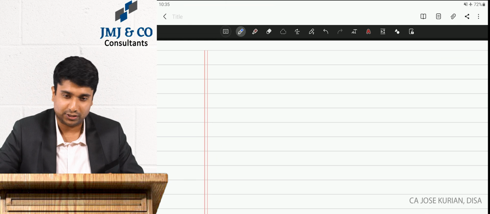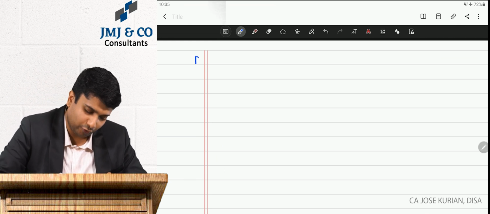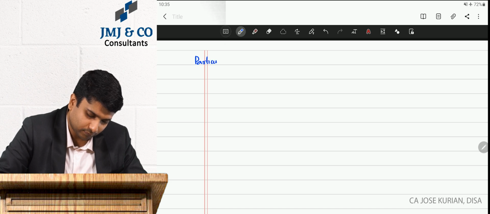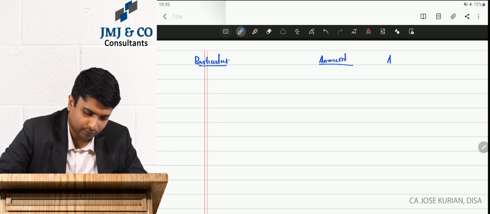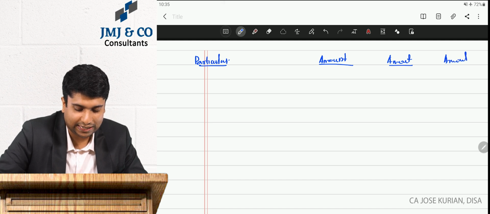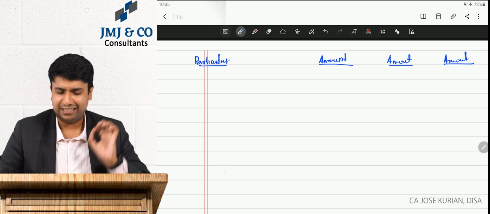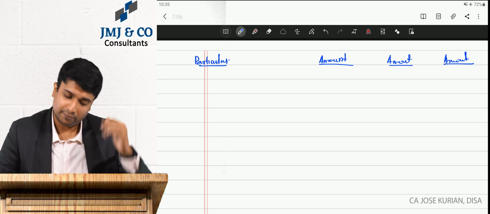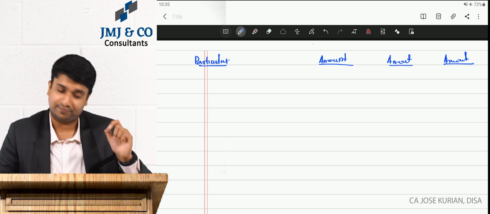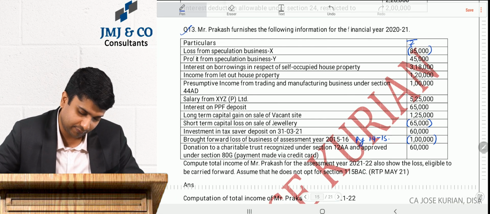Anyways, let's solve this question together, friends. So starting with, normally we will write a format for this: particulars, then amount, and amount. 3 amount columns. Normally for a hardcore set off and carry forward question, this format is normally advisable. Why? Because you will come to know after solving this question. All right. So initially we should start with the first point.